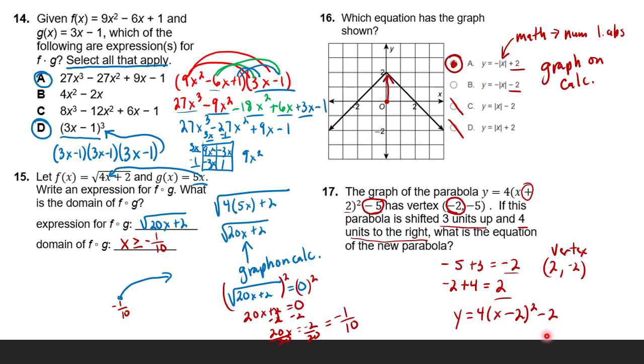Okay, you can graph both the original equation, so you could graph this first original equation and your answer, and then just check. Did it go 3 units up and 4 units to the right as far as your vertex? You can check it on the graphing calculator.